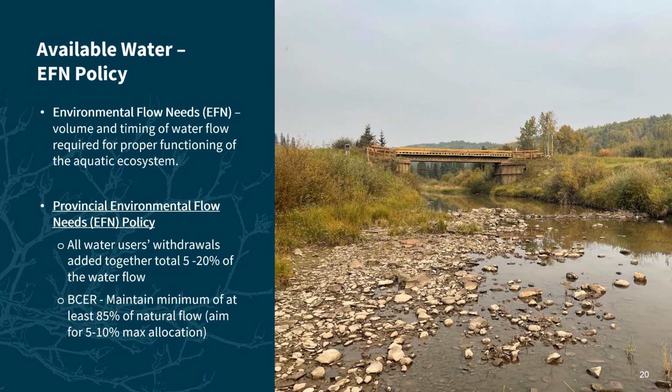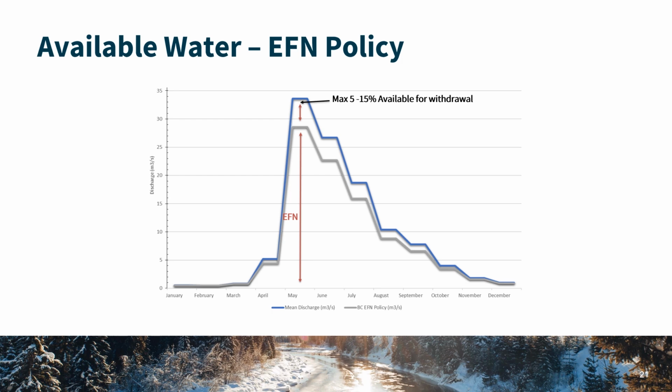So to illustrate that, I've created this theoretical hydrograph to really illustrate what the EFN policy looks like. So we see flow from January on the left all the way to December on the right. And within that, you see that blue line, which is your maximum amount of flow. And then below that blue line, in between that and the gray line, is that 5 to 15% that is available for withdrawal. And then underneath that gray line, all that volume available is reserved for the environmental flow needs of the ecosystem.